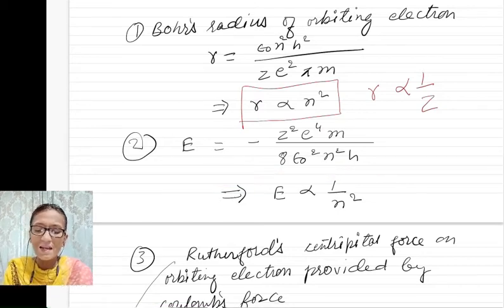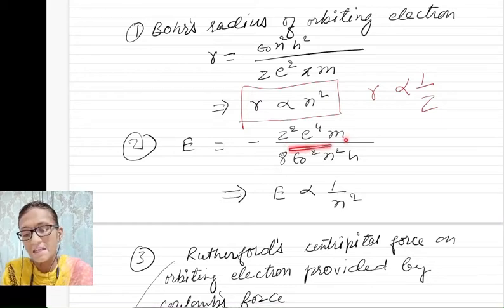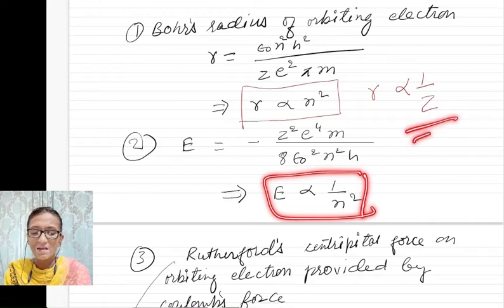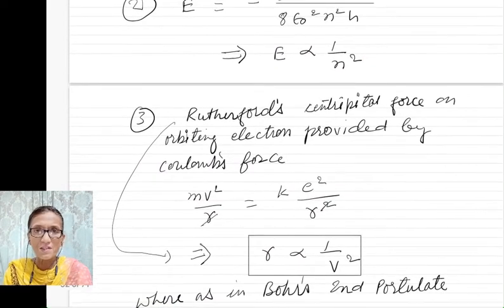Similarly, in the equation of energy, energy is equal to minus Z square e power 4 m divided by 8 epsilon naught square n square h square. So here charge on an electron is a constant, mass of an electron is a constant, absolute permittivity is a constant, Planck's constant is a constant. So energy is inversely proportional to square of the principal quantum number n. This is the number of cells. So these can be used while doing questions.